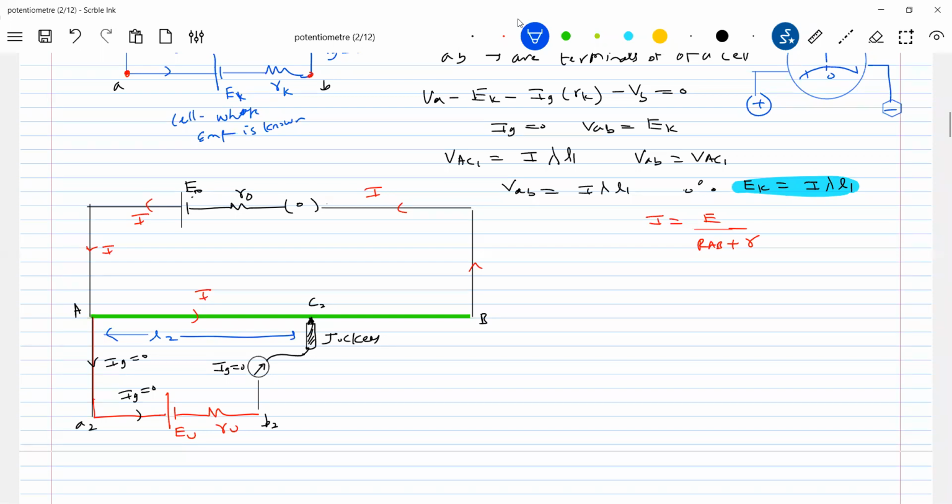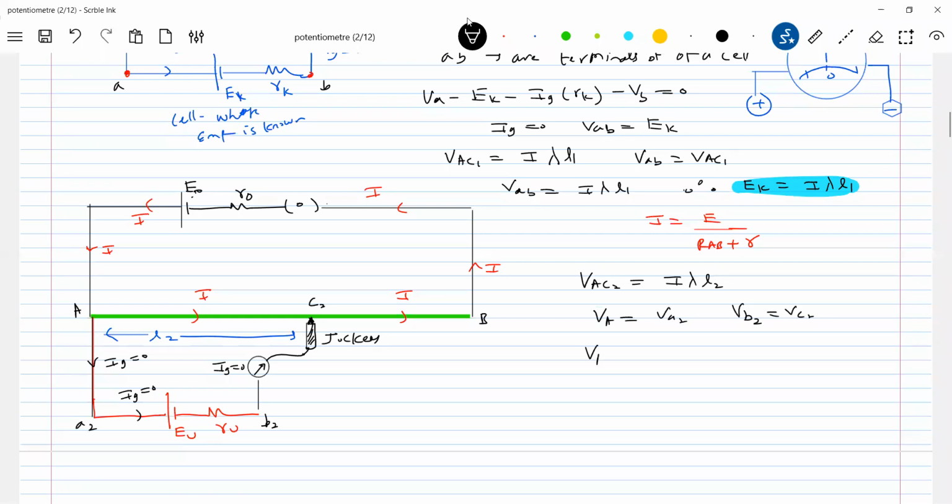Let's write all one by one. What is VAC2 equal to? From the diagram, no current flows and the current will not branch here. So VAC2 should be equal to I into lambda into L2. Then, as no current flows through the cell, VA should be equal to VA2, the potentials. Similarly, VB2 equals VC2.